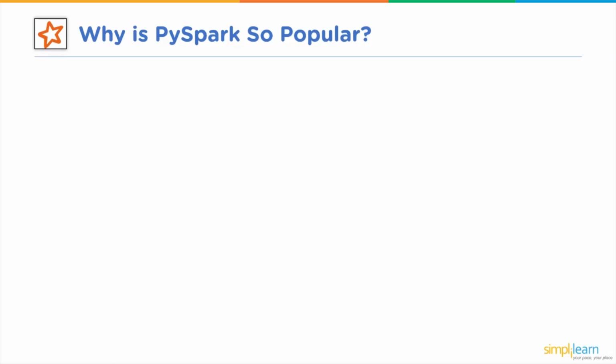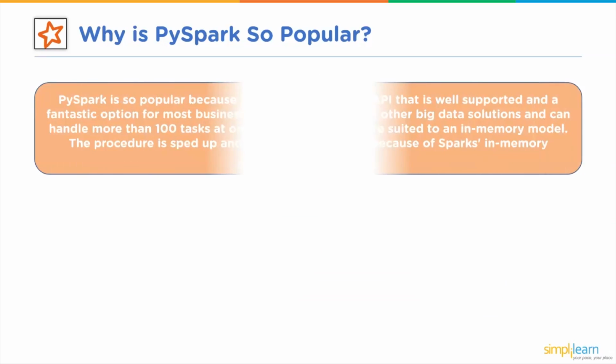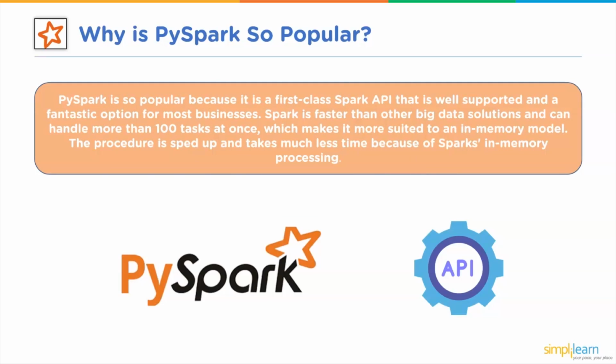Now have a look at why PySpark is so popular. PySpark is so popular because it's a first-class Spark API that is well supported and a fantastic option for most businesses. Spark is faster than other big data solutions and can handle more than 100 tasks at once, which makes it more suited to an in-memory model. The procedure is sped up and takes much less time because of Spark's in-memory processing.